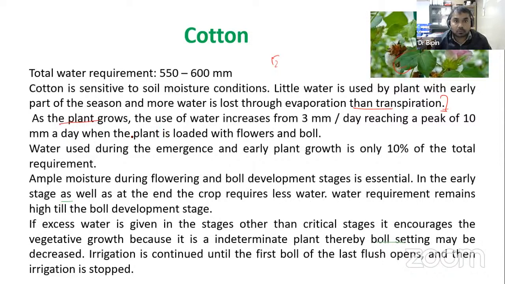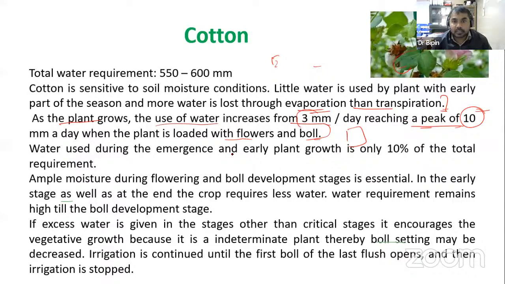As the plant grows, the use of water increases from 3 mm per day, reaching a peak of 10 mm per day when the plant is loaded with flowers and balls. So you can see here the water requirement, the consumptive use, from 1 hectare of area, varies from 3 mm per day at an early stage. When the plant reaches the peak growth phase, the grand growth phase, when flowering and ball development start, most of the field is covered with leaves. At that time the consumptive use of cotton is about 10 mm per day.